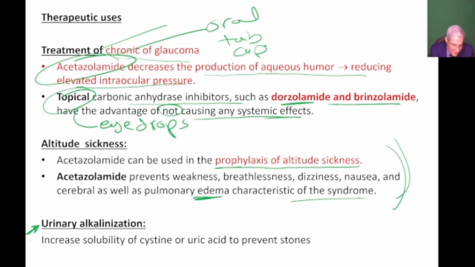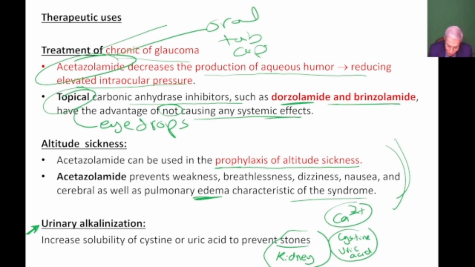This one belongs to chemistry and biochemistry. We need to be familiar with what happens in simple biochemistry. They said this medication increases the solubility of cysteine and or uric acid to prevent stones. Wow. So now we have two types of stones. We have calcium stones, and then we have cysteine and uric acid stones. So we have two types of kidney stone: the calcium kidney stone, and the uric acid kidney stone.